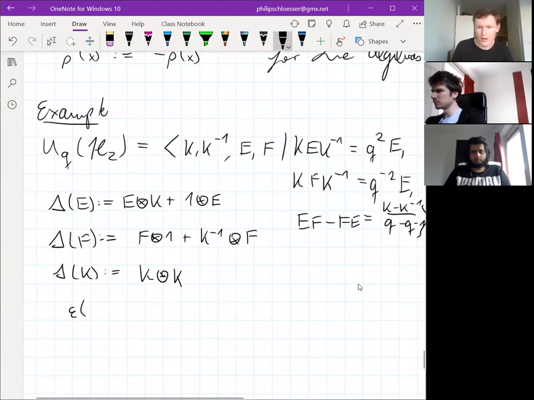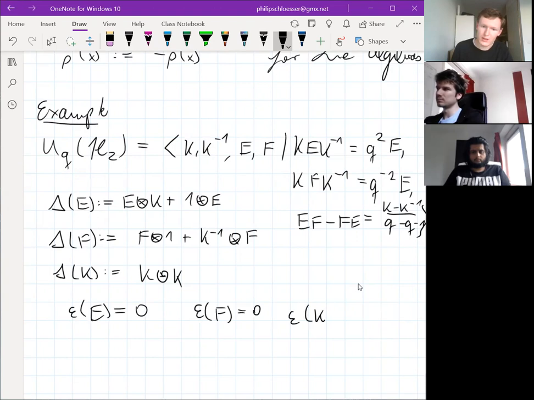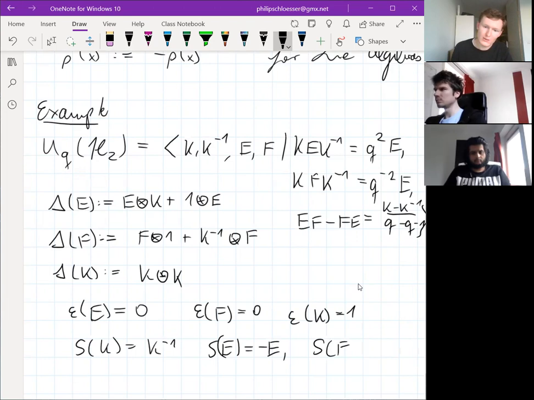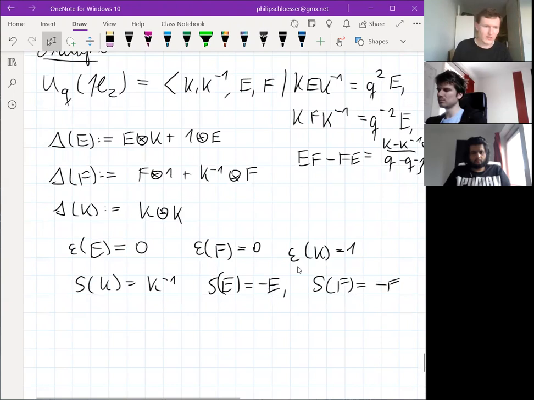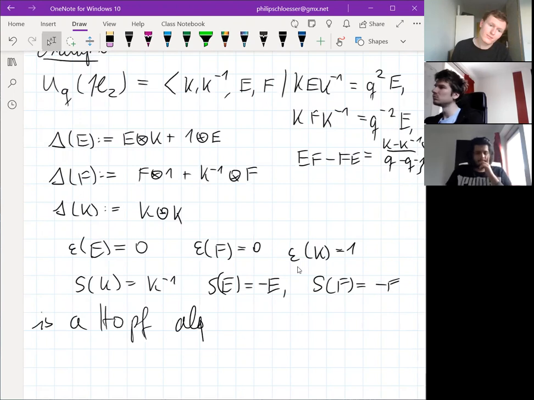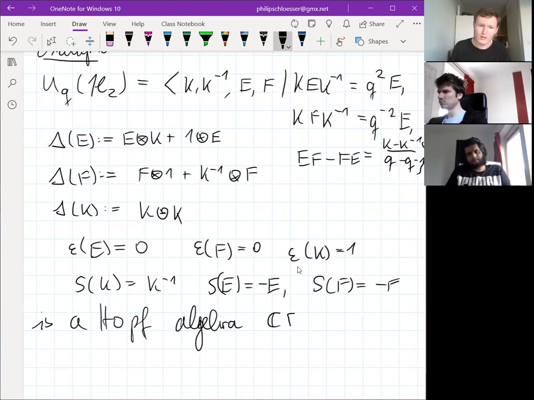Then epsilon of E is 0, epsilon of F is 0, epsilon of K is 1, S of K is K inverse, S of E is minus E, S of F is minus F. Blah, blah, blah. These definitions give a Hopf algebra over the ring C adjoin q inverse.